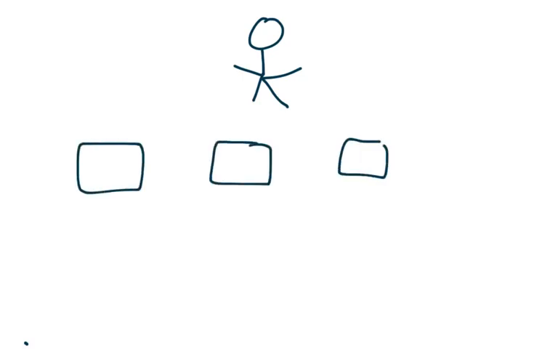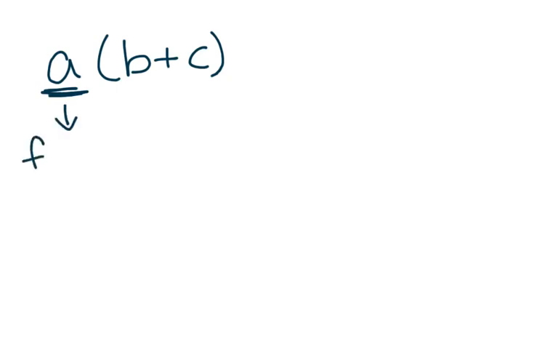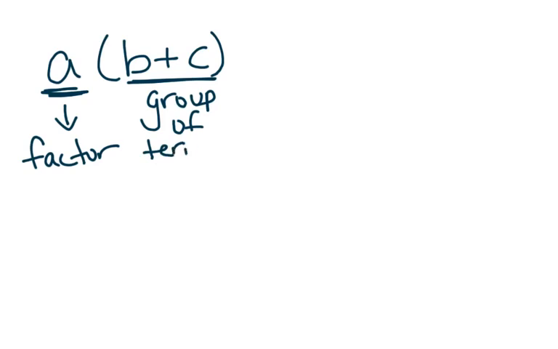Now, if I'm the teacher and I have students at each of these desks and I want to hand out papers, I'm going to distribute them to each student. So what we're going to do in this case is we will have a factor. Our factor here is A. So A is called our factor. And in our definition, this was called a group of things. This is a group of terms added or subtracted. So this is your group of terms that are added or subtracted.